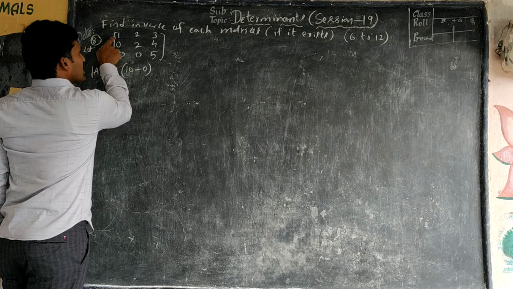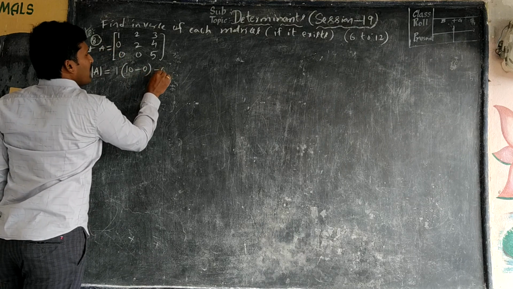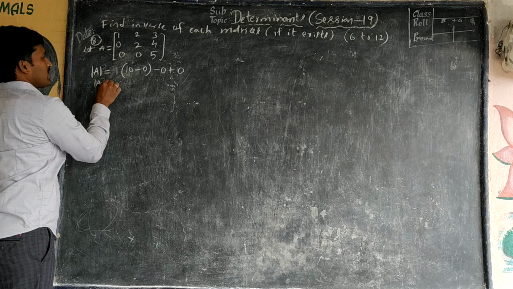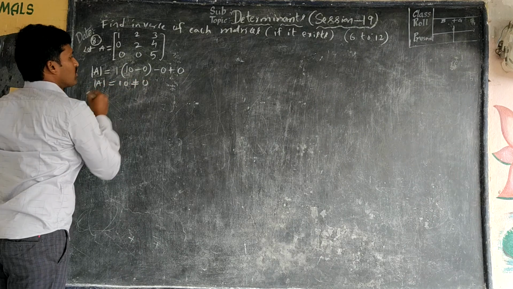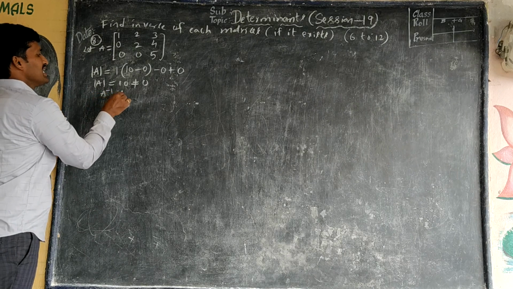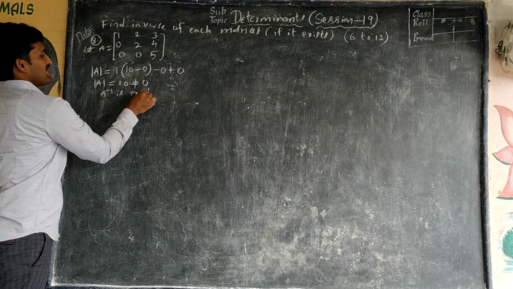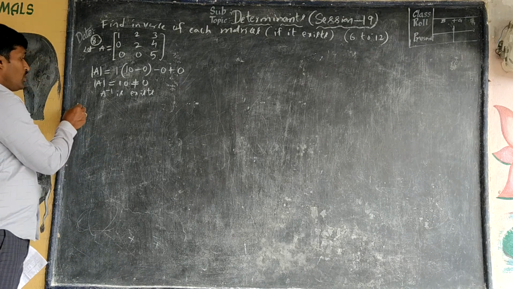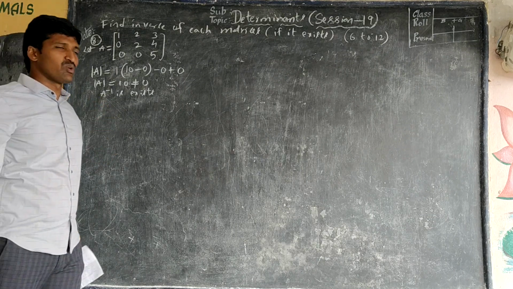Next, for C1 you have the signs plus, minus, plus. Minus 0 plus 0. In total, how much did we get here? 10. It is clearly not equal to 0. If the A value is not equal to 0, then A inverse exists. Otherwise, no need to find the adjoint A value. See this case. Now, for adjoint A for 3 by 3, how to find it?